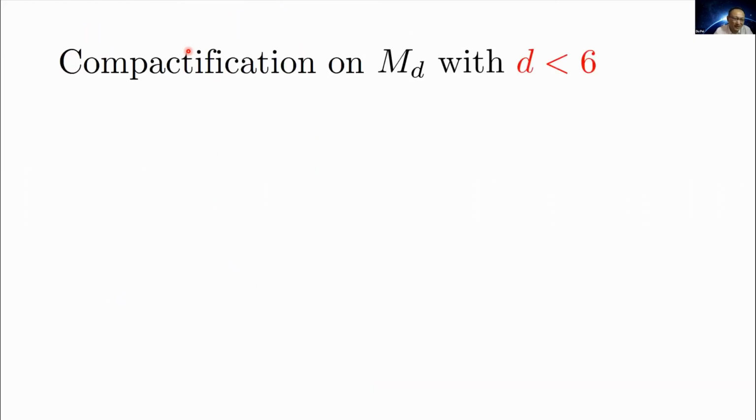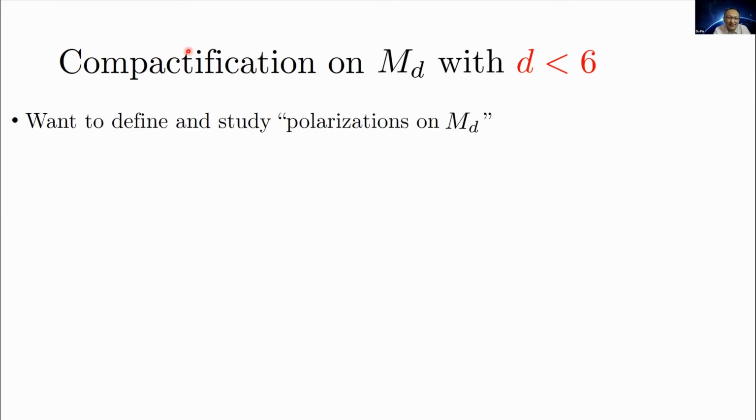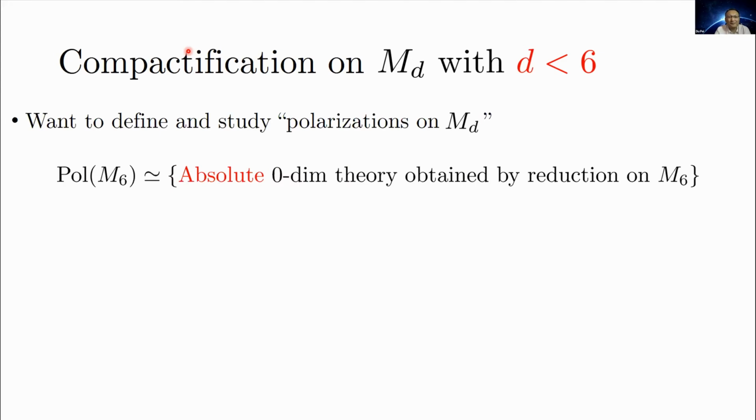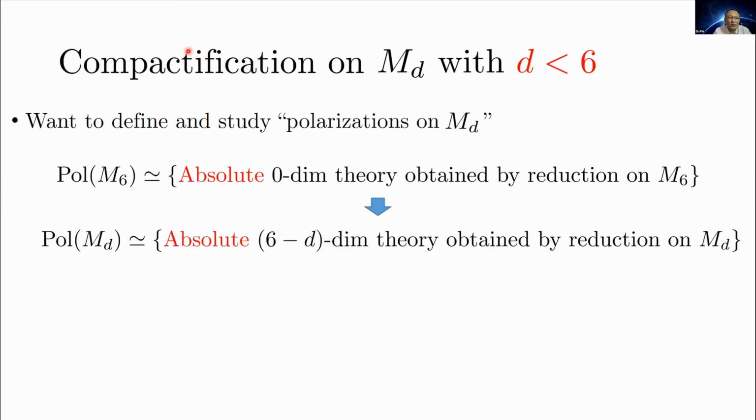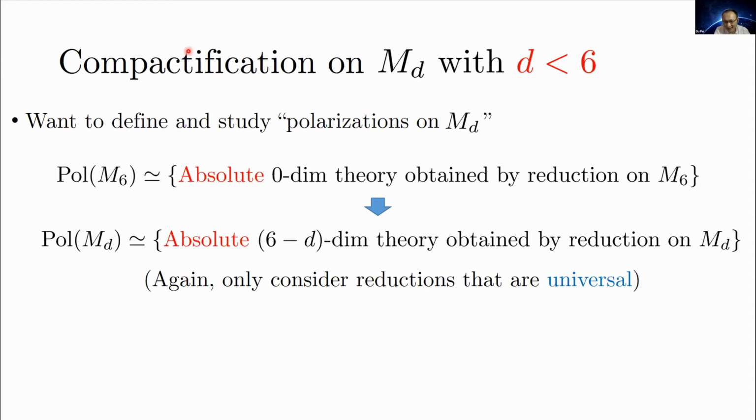So now we will study compactifications on D-dimensional manifolds with D less than, let's say, 6. And we want to generalize slightly the notion of polarization to a notion of polarization on a D-manifold. Before, we defined the set of polarizations as ways of compactifying to get absolute 0-dimensional theories. Now we simply generalize that to ways of compactifying the theory to get absolute (6 minus D)-dimensional theories on a D-manifold. And again, we only consider reductions that are universal. These are reductions that make sense for any boundary theory coupled to the same bulk theory.